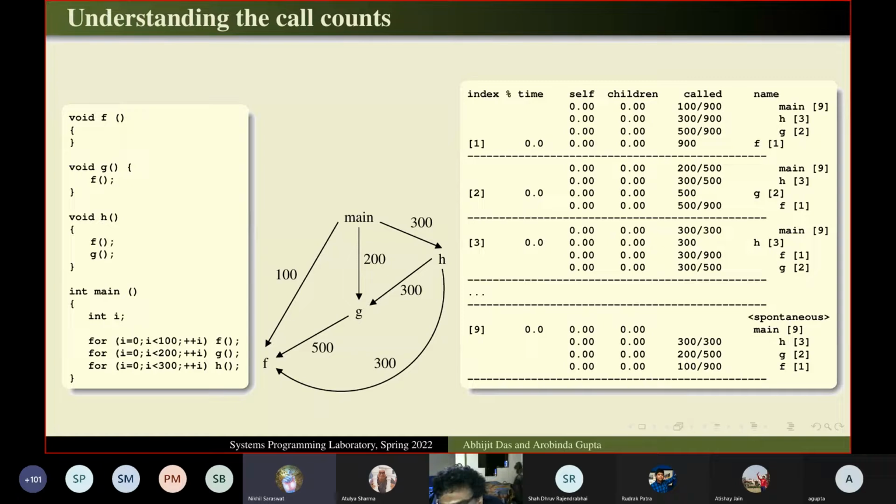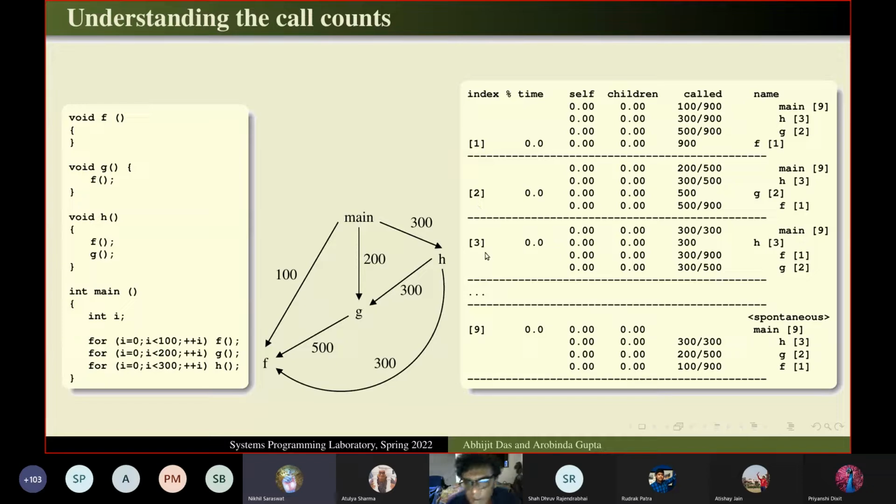Excuse me, sir. Yeah, tell. Sir, is there any significance of the index number, like F is having 1, G is having 2? I think it is once again in some sorted order, but in this case, it's running for so small an amount of time, so it misses almost all the samples. So this total is 0.